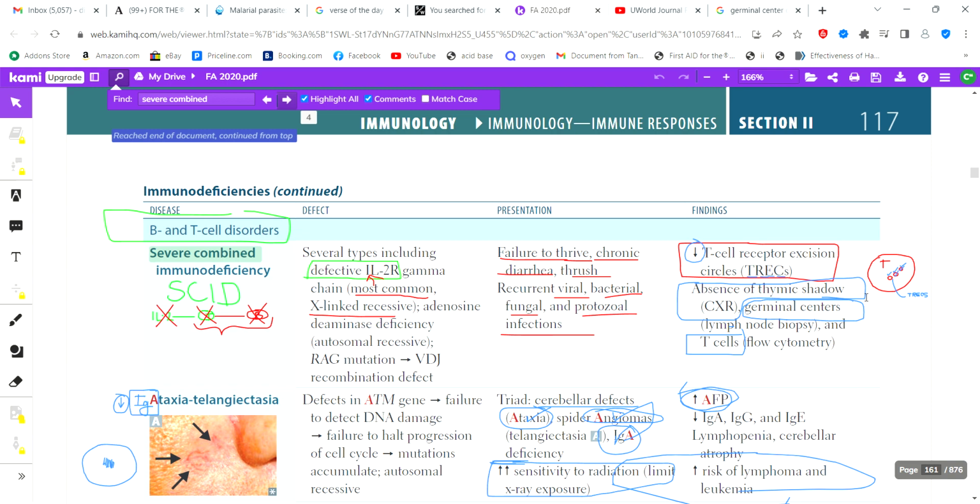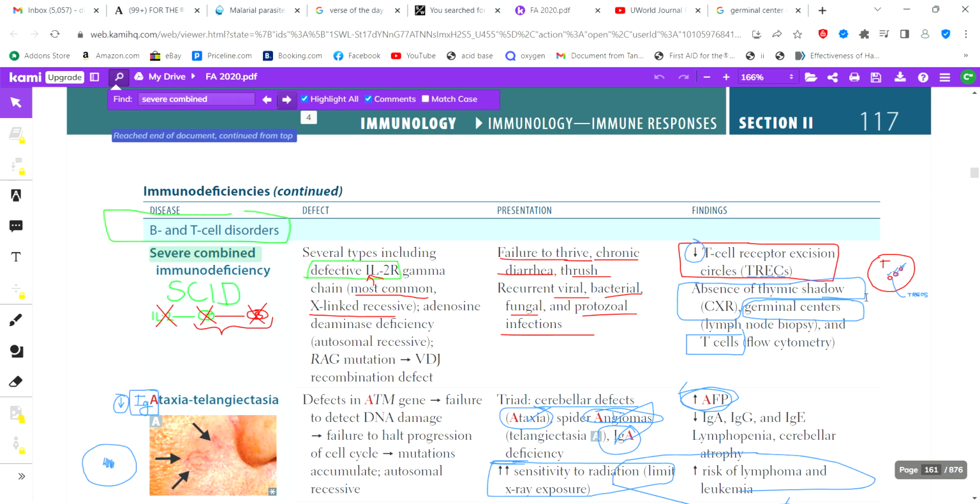SCID is X-linked and autosomal recessive. It's a failure of T cell development, so you get viral, fungal, and opportunistic infections. There's also B cell dysfunction due to absent T cells, because T cells are required for B cells to produce IgG and IgA.